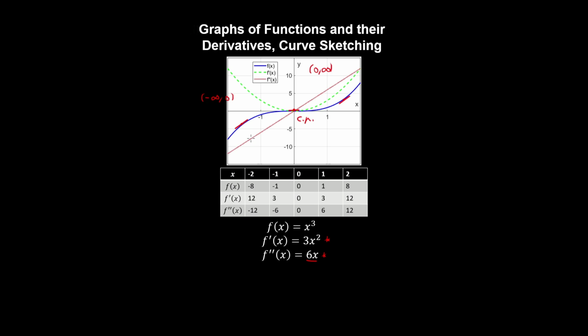And from -infinity to 0, you can see the second derivative is negative. So therefore the graph is concave down. And from 0 to infinity, the second derivative is positive. So the graph is concave up.